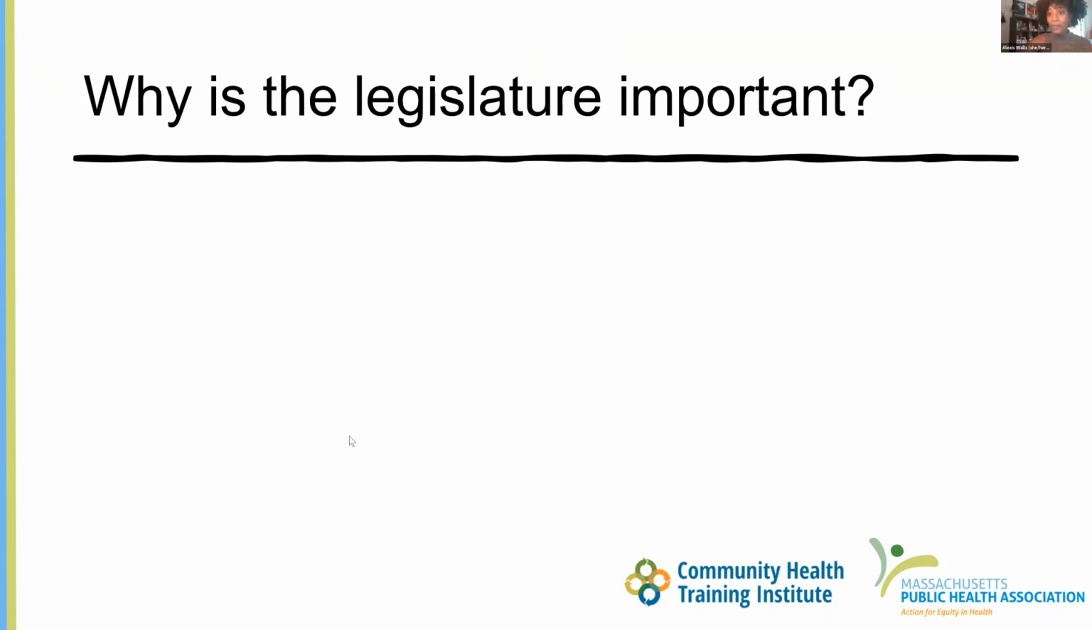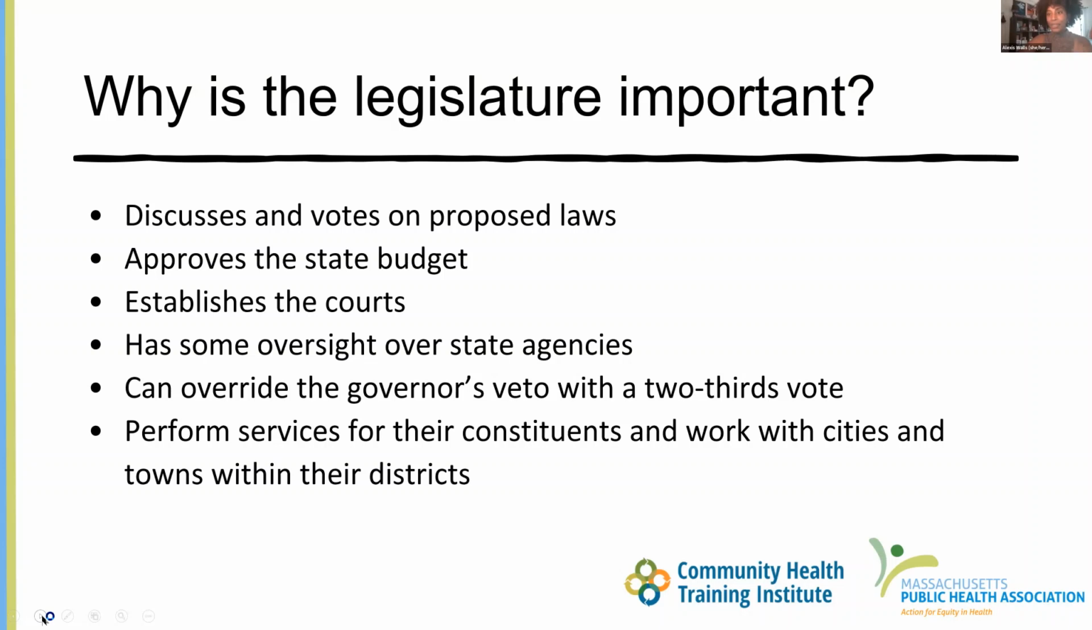Yeah, so you all have put some really great ideas in the chat here. Our legislators do quite a few things, right? You all already are on the money. They discuss and vote on proposed laws. That's absolutely huge because those laws shape the environment in which we live. They approve the state budget annually, which is really important. They establish the courts. They have some oversight over state agencies.